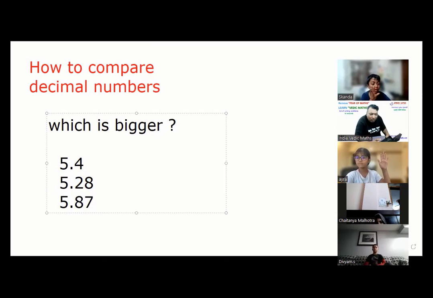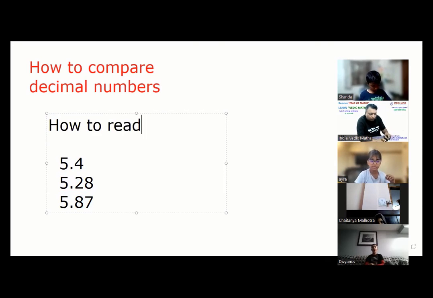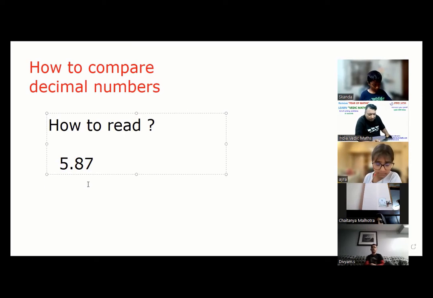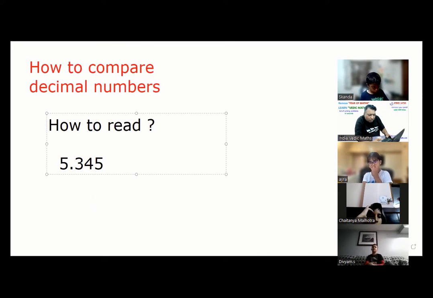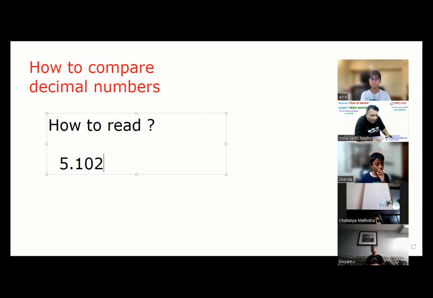If I write this, how do you read this number, Ira? First you read out, Ira. The third one. Yes. 5.87. Correct. Chaitanya, how will you read this number? Sir, 5.345. You will just say 5 point 3 4 5. That's the better way. Good. Skanda, how do you read this number? 5.102. Correct. Panash, how do you read this number? 5.77. Correct. Now, who has a question? Somebody was asking me. Yes, Ira.